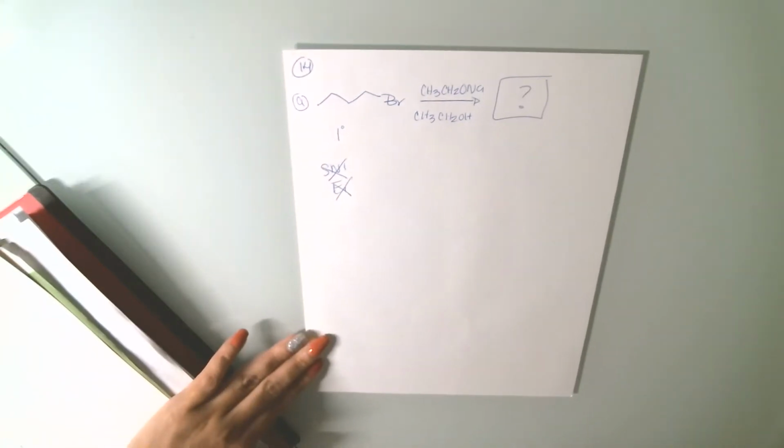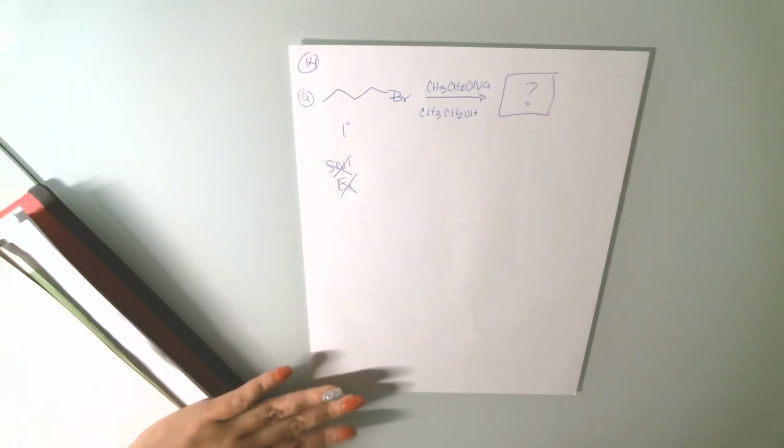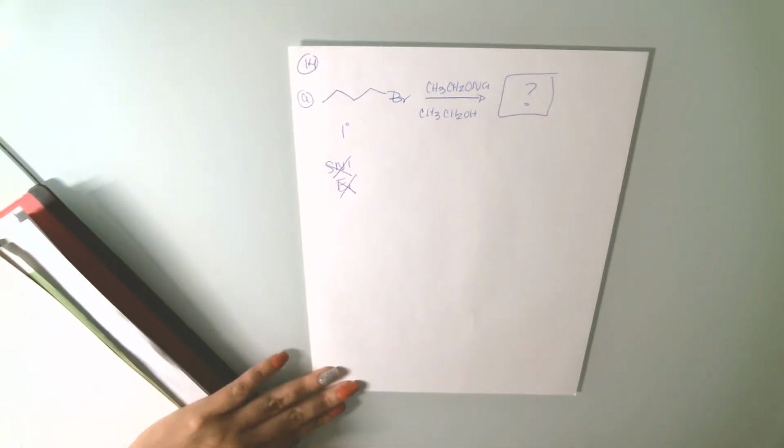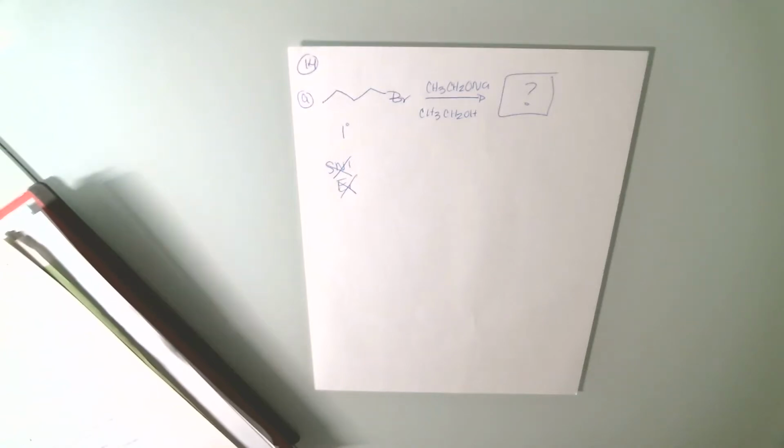The reason for this is that for SN1 and E1, the first step is the formation of the carbocation. Because it's a primary haloalkane, we cannot form a primary carbocation. It's not stable. So SN1 and E1, those options are out. Next, let's take a look at what type of nucleophile or base we have.